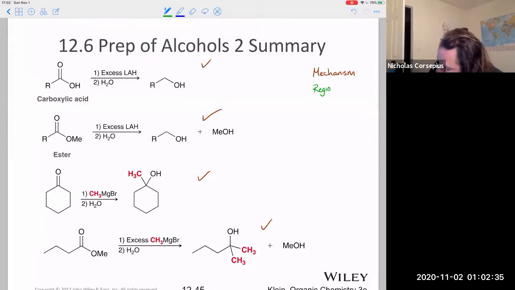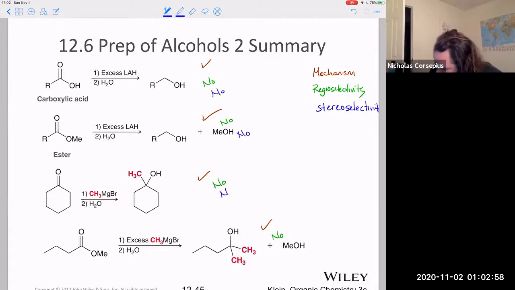Good news in terms of regioselectivity. There's nothing you got to worry about here. It's pretty straightforward. You're always going to get substitution on that carbonyl carbon. Same with stereoselectivity. There's no considerations for any of these reactions also. So you do have to know the mechanism. You obviously always have to know what the products would be. And you do have to know the mechanisms for these, but they're all very, very similar. No regioselectivity, no stereoselectivity.